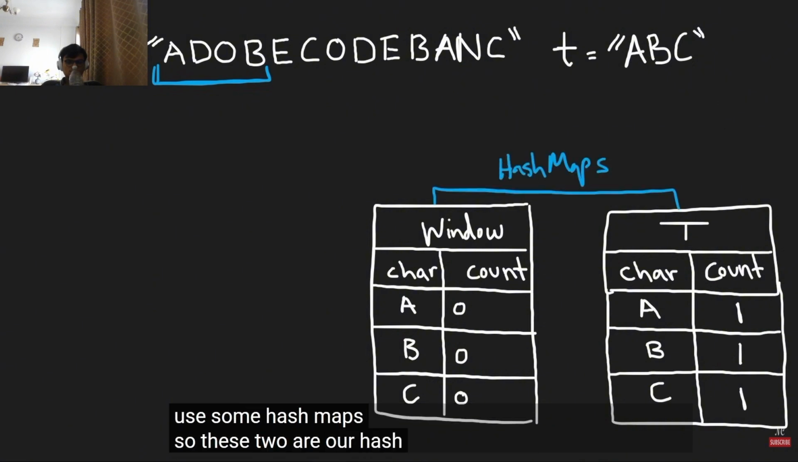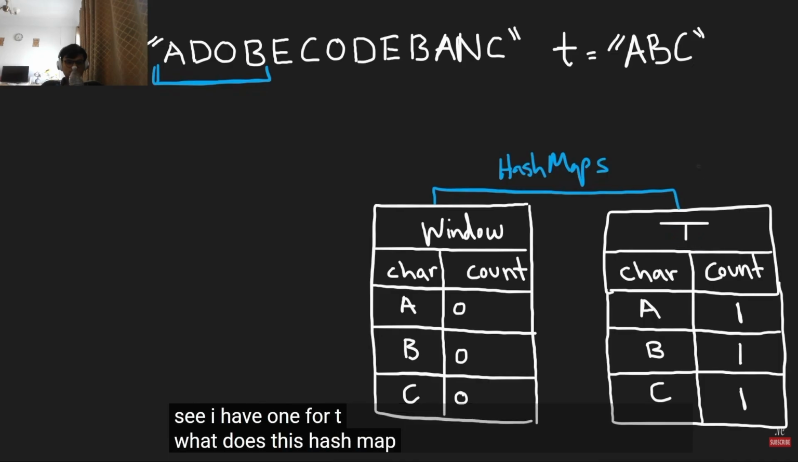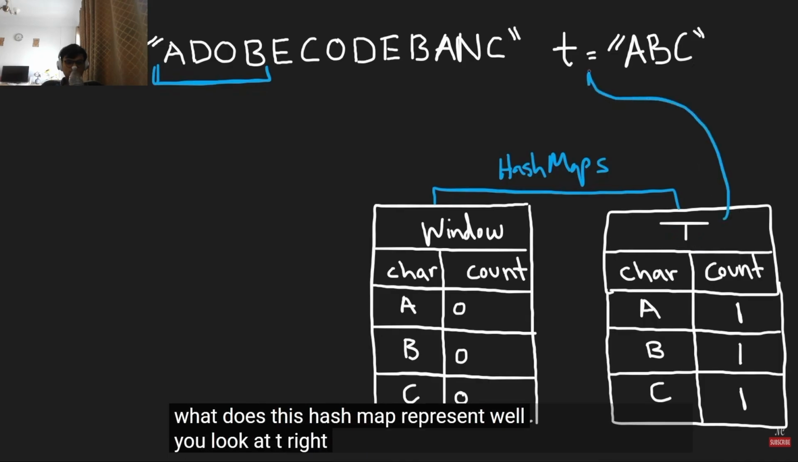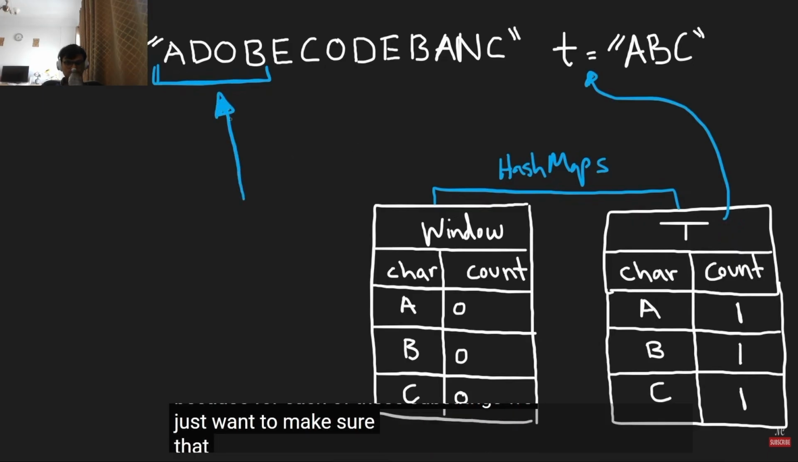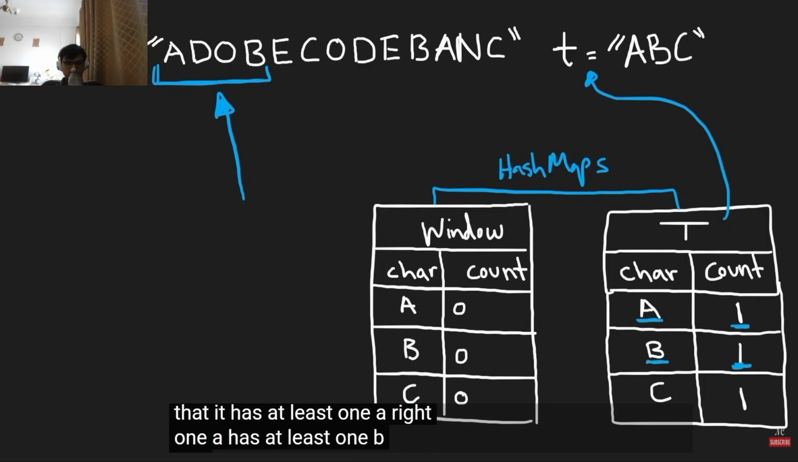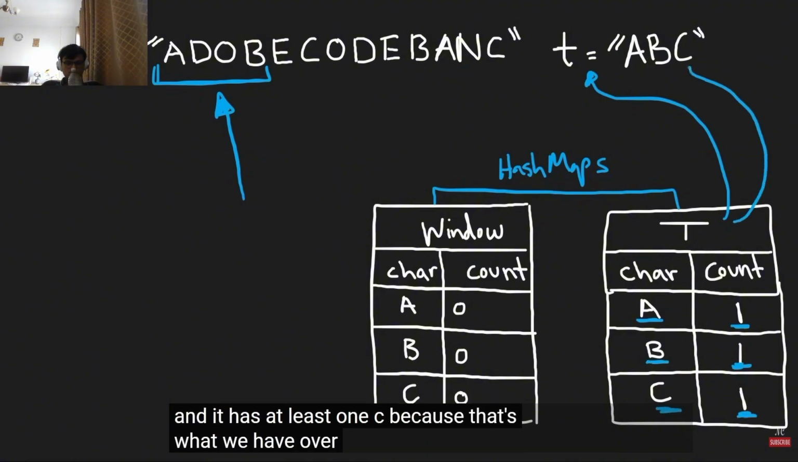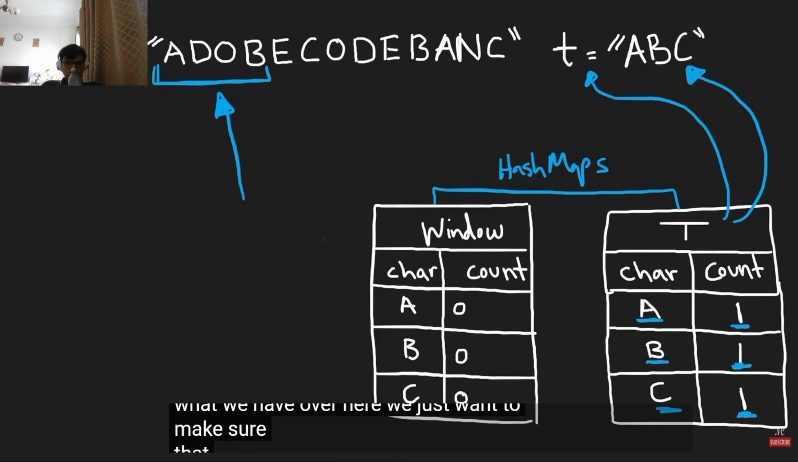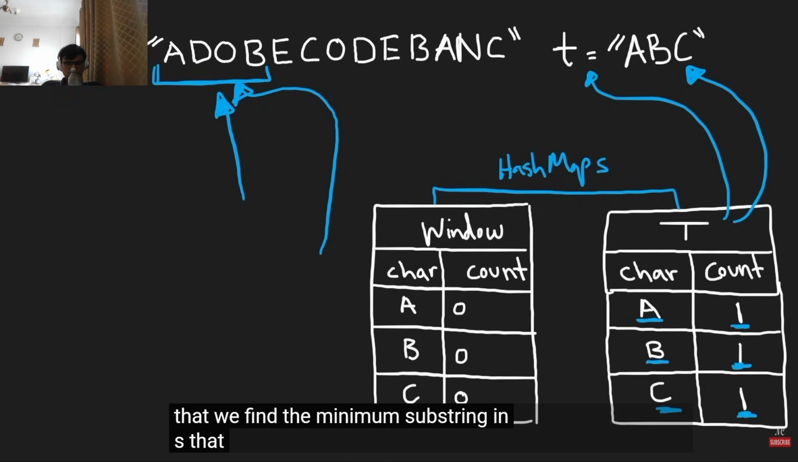So these two are our hash maps. You can see I have one for T. What does this hash map represent? Well, you look at T, right? For each of these substrings, we just want to make sure that it has at least one A, at least one B, and at least one C, because that's what we have over here. We just want to find the minimum substring in S that satisfies this condition.